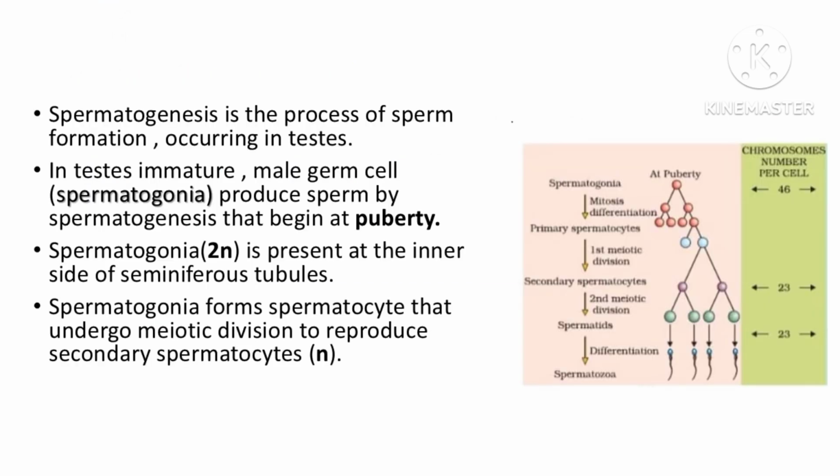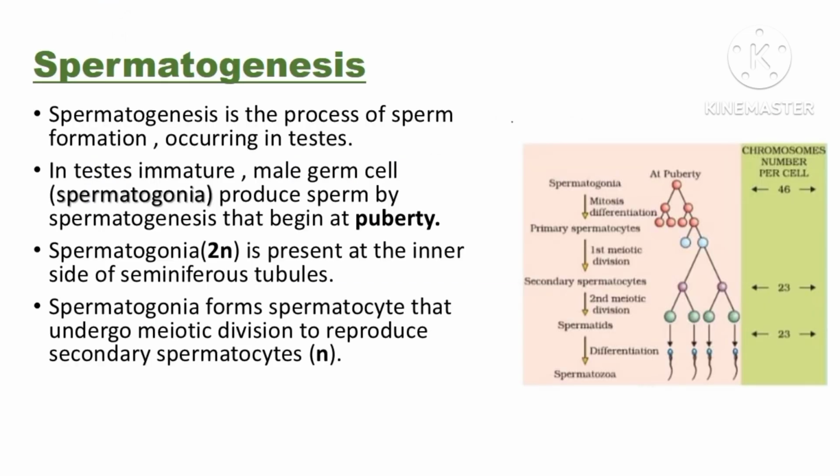Spermatogenesis is the process of sperm formation occurring in testes. It takes place in seminiferous tubules of testes. It occurs continuously after puberty, and it follows different stages. Spermatogonia undergo mitosis and form primary spermatocytes. Primary spermatocytes undergo meiotic division, meaning meiosis, and form secondary spermatocytes. Secondary spermatocytes undergo second meiosis and form spermatids. Spermatids form spermatozoa by differentiation, and this process of differentiation is called spermiogenesis.